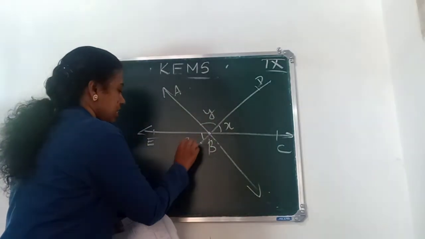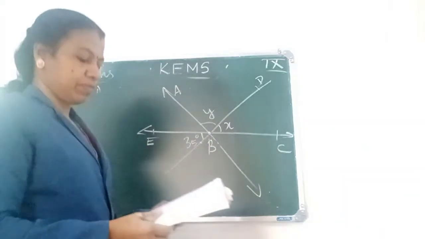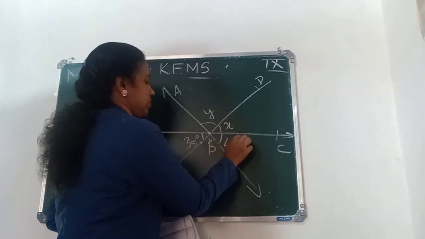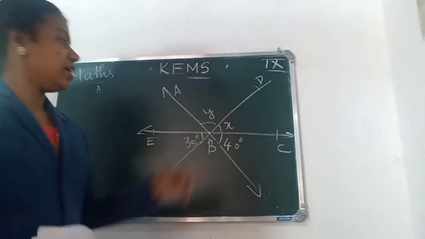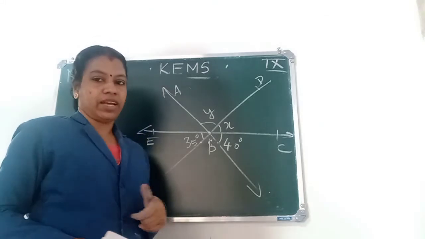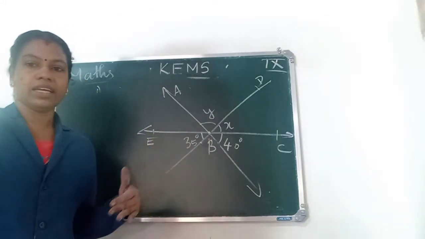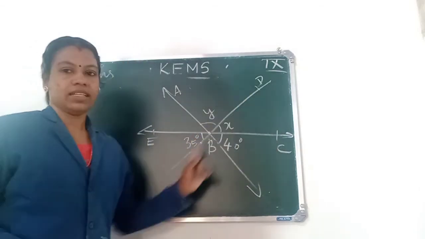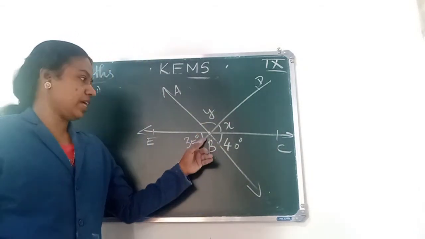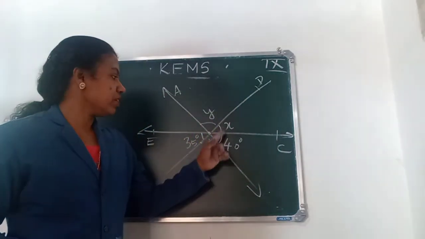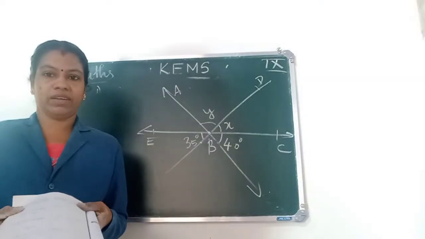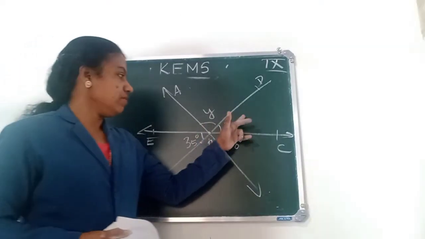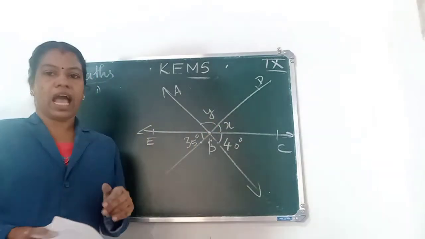Here one angle is given, that is 35 degree, and this is 40 degree. Find the value of x and y. Look at the figure. This is the line. Then other two lines intersect the same line. So 1, 2, 3, 4, 5, 6 angles are formed here. Total 6 angles. We need to find the value of x and y.